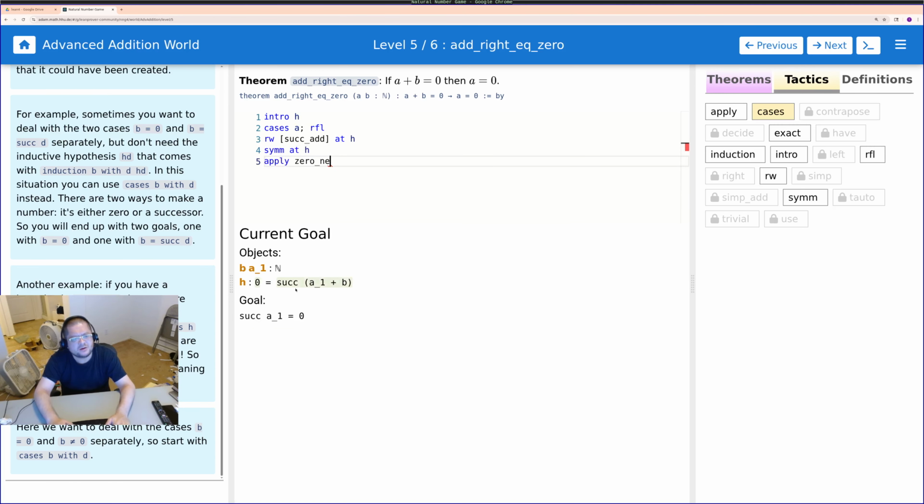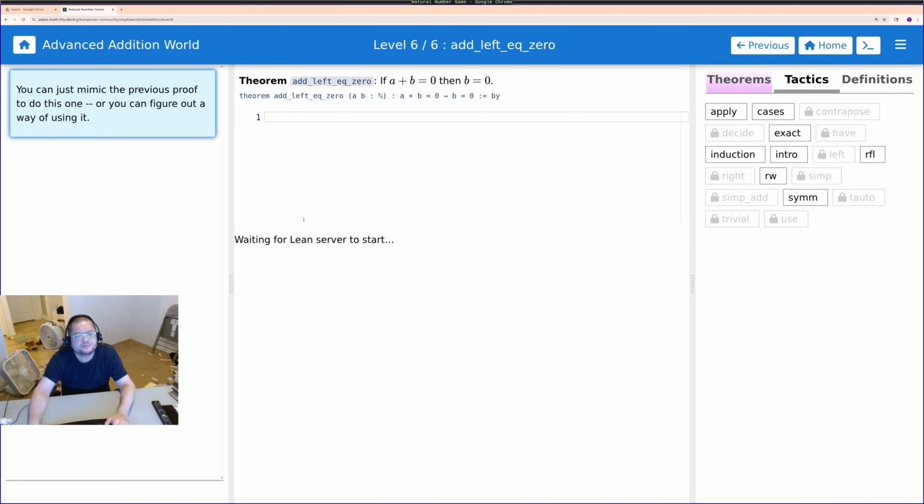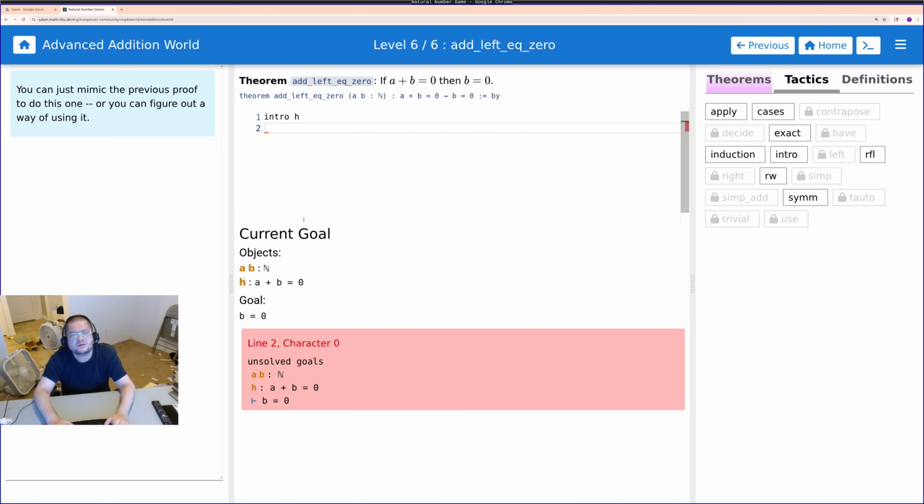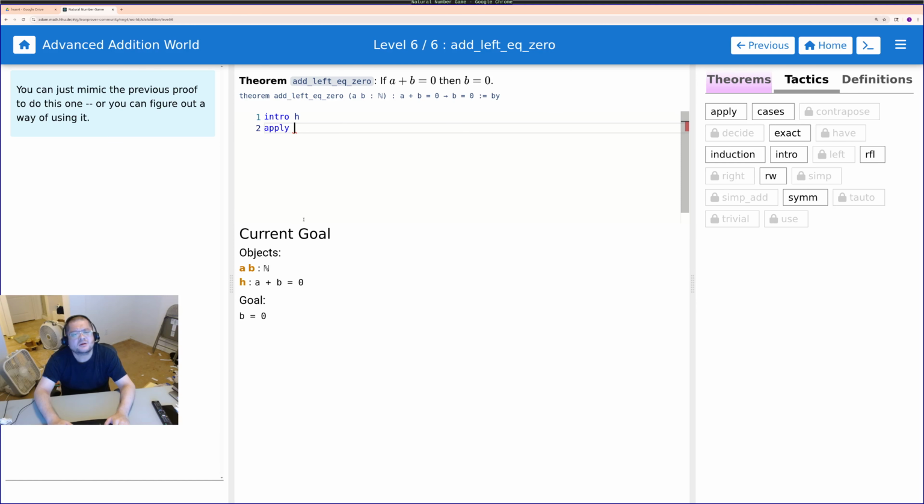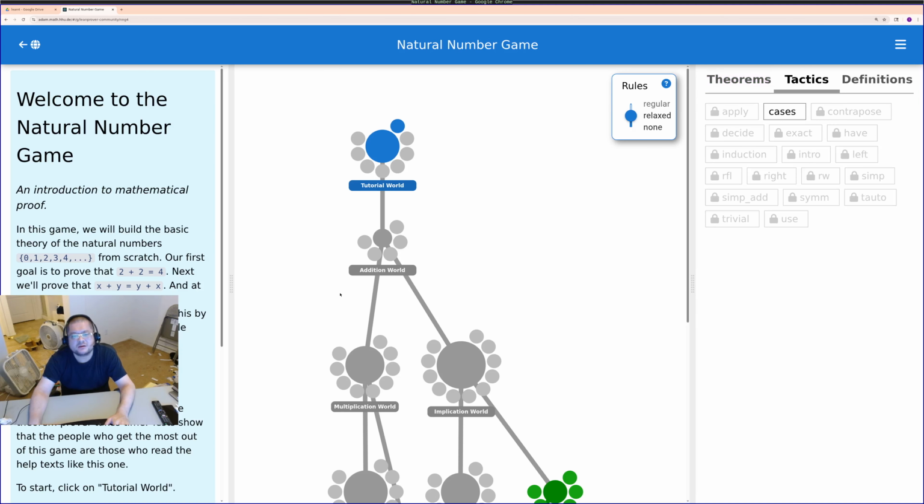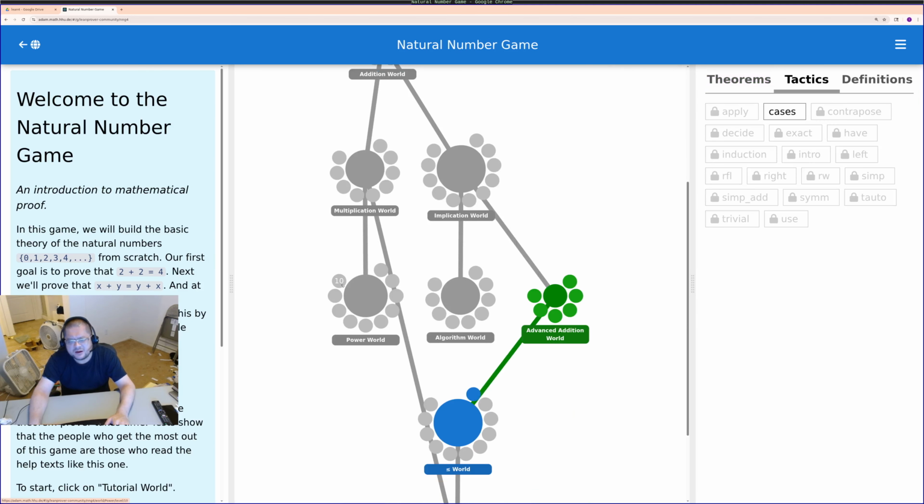Now how do we do this? There we go. If a plus, this is, I think, the same as the previous one. So let's do add right equals 0, A and B, B and A. Okay. Rewrite add commutative, exact H. Alright, so that finishes Advanced Addition World.